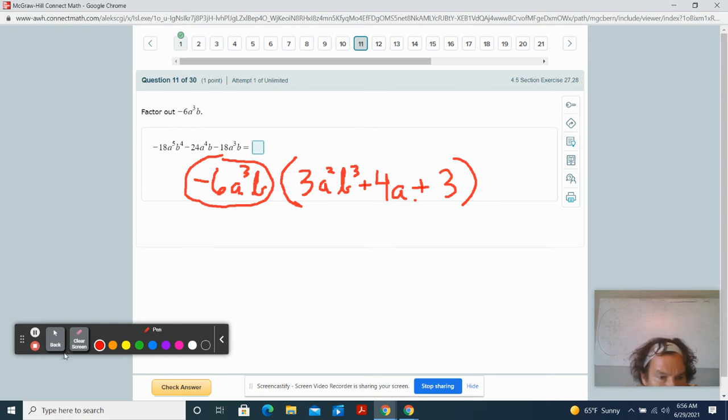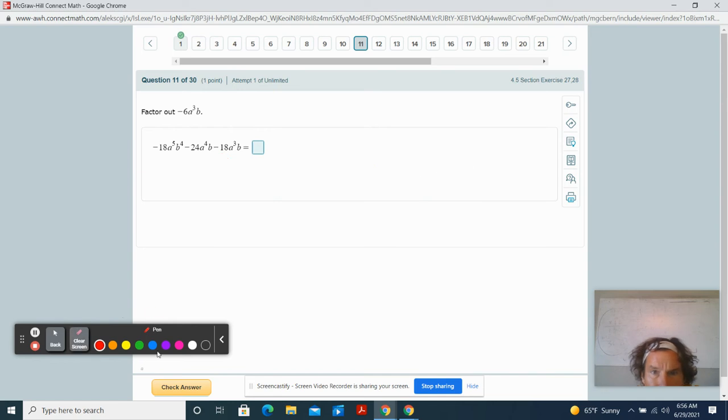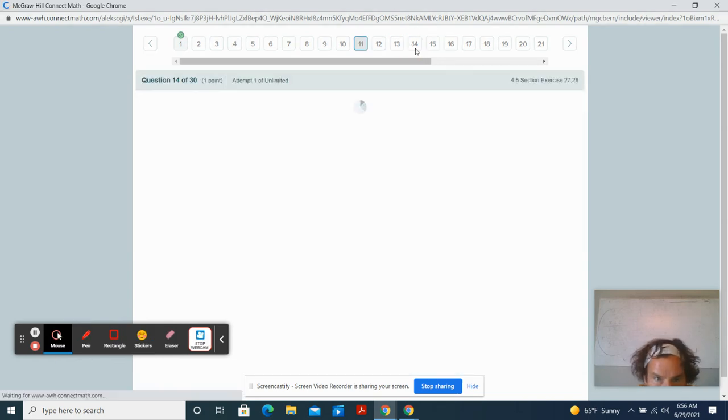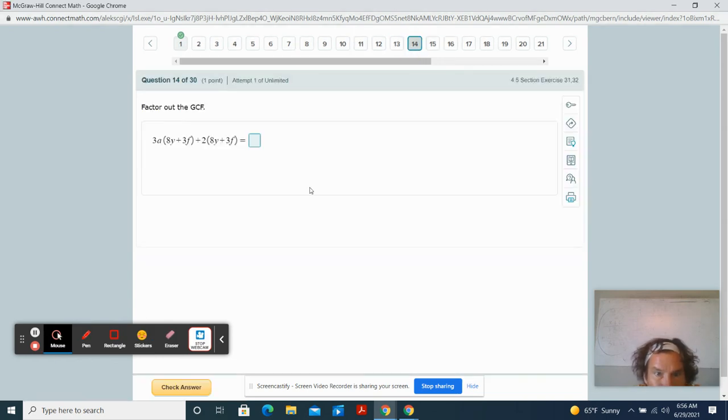Okay. Let me clear the screen. And let's see, I wanted to go over 14. Let's go 14. Okay, so 14 looks a little different because they have parentheses. But notice what's in the parentheses is the same thing. So if it's the same thing, it must be common. If it's the same, it's common. So the way we factor out this one is we just take out exactly what we see that's the same.